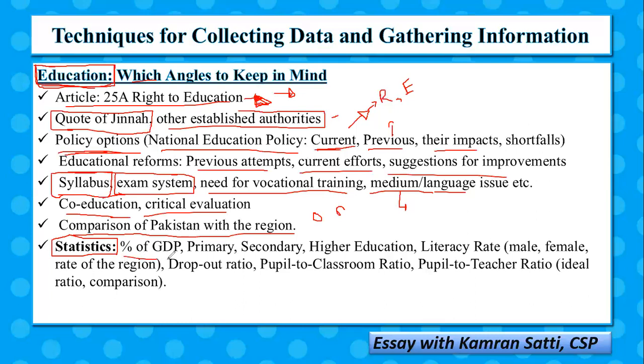Percentage of GDP allocated to education. Then the bifurcation of that allocation among primary, secondary, and higher education: what percentage of the pie goes to the primary sector, secondary sector, and higher education. Then the literacy rate of Pakistan, literacy rate of different age groups, like the youth literacy rate, then the literacy rate of male and female. Why is there a difference in the literacy rate of male and female? Reasons.